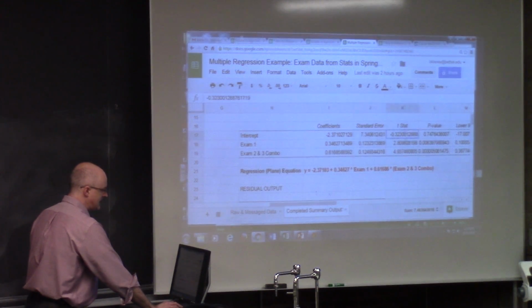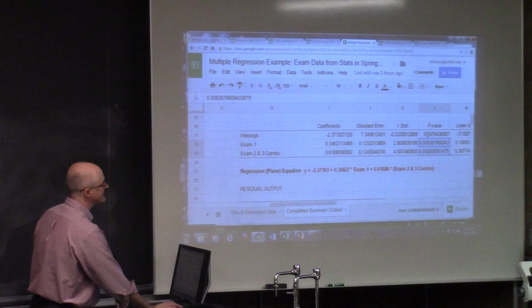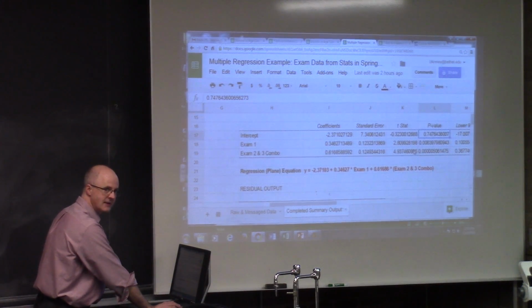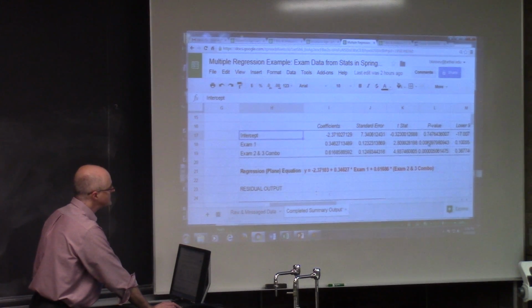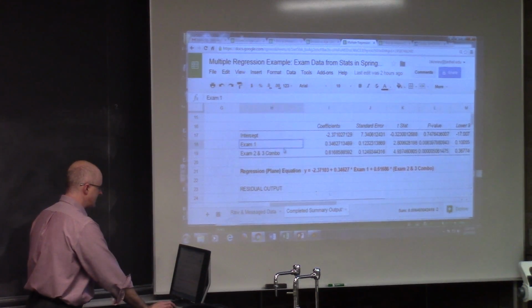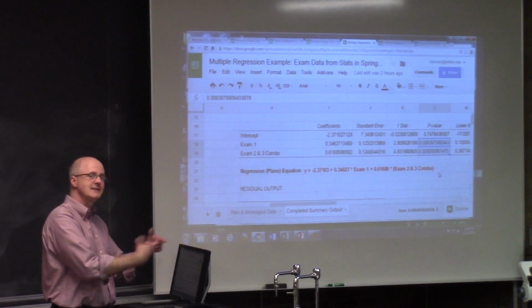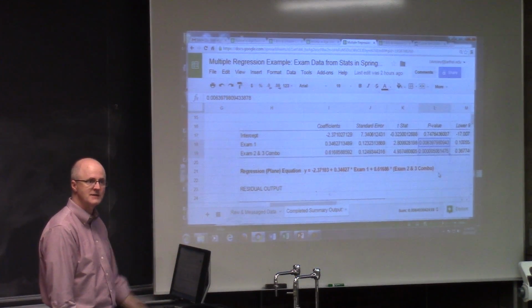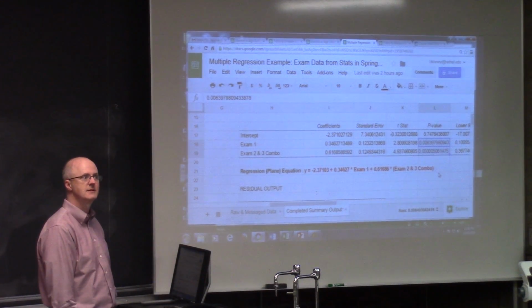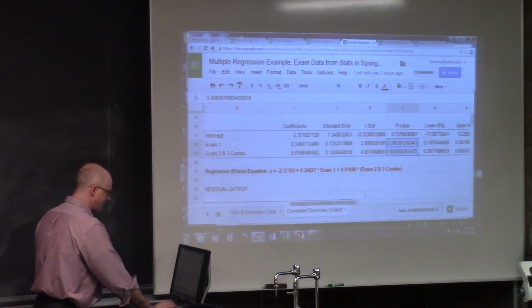Got standard errors here, t-stats, p-values that are all, well, these two p-values are small. That one's not, actually. We don't have much evidence against the null that the intercept is 0. We do have pretty strong evidence against the null that these two slopes, for exam 1 and exam 2-3 combo, are 0. Not as strong as other examples we've done. No scientific notation there with negative exponents. Got confidence intervals over here.